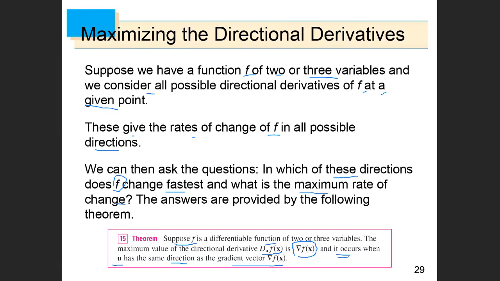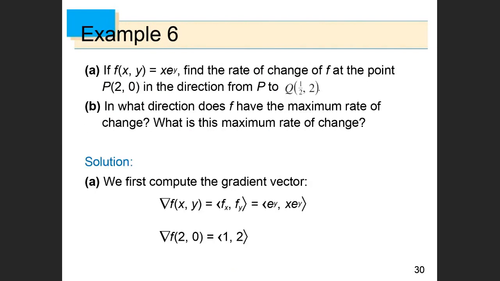And from a numerical point of view, many algorithms were based on this theorem: the conjugate gradient, the gradient ascent, the gradient descent, and all things like this. So let's take this example. You see this slightly complicated function, x e^y. We'd like to find the rate of change of f at the point P with coordinates (2, 0) in the direction from P to the point Q, (1/2, 2).